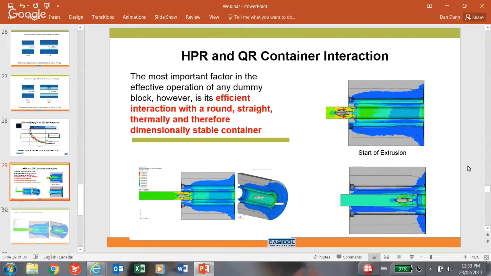Again, to touch back, the most important part of this is the dummy block interaction. We need to have a thermally stable container and a mechanically stable container. The dummy block has no idea what the ID of the container is. So we have to design a dummy block to withstand those pressures over time and pressure in relation to the alloy and the length of the container. This design is very, very important in extremely long containers, soft and hard alloys, as well as extremely long extrusion cycles.